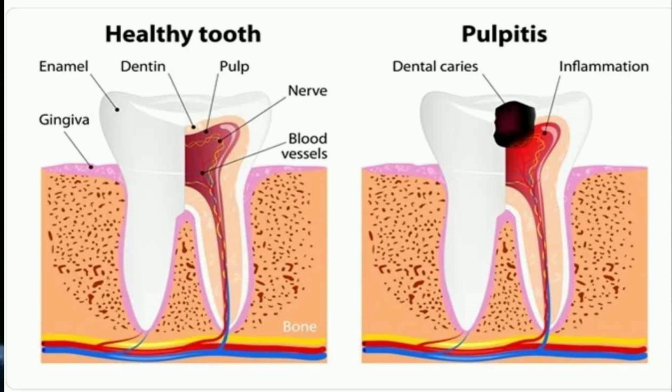Pulpal disease occurs when the dental pulp becomes inflamed or infected. So, what can cause this disease? This can be due to deep caries, which is the most common cause that penetrates the enamel and dentine, reaching the pulp.